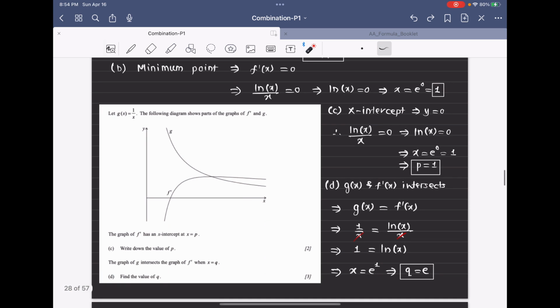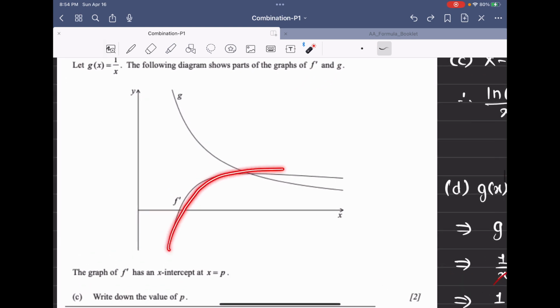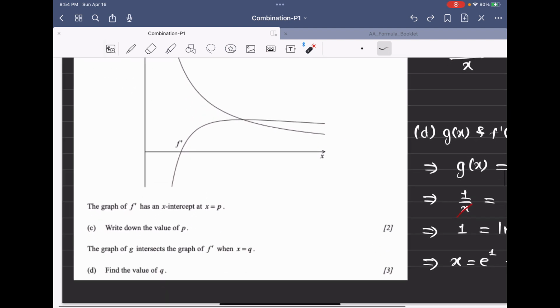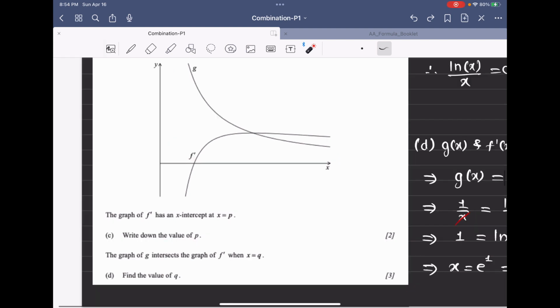C part, g of x is equal to 1 upon x. They have given this graph. The following diagram shows the part of the graph of f dash and g. You can see here f dash is this one and g is this one. The graph f dash has an x-intercept at p, that means this. Write down the value of p.